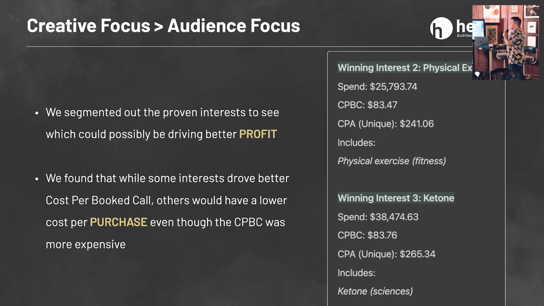Cost per book call was $83. Not much different, right? Stacked was $85. But the CPA cut down to $241. Big difference. Next one, $38,000. Cost per book call, again, $83. Not much different. $2 difference. But the cost per book call.